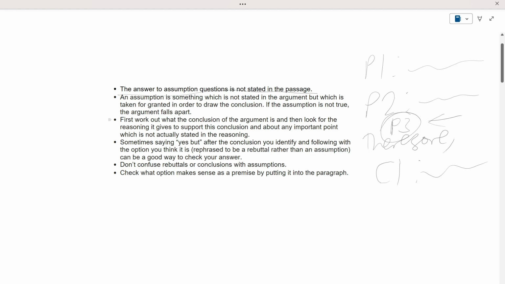Don't confuse rebuttals or conclusions with assumptions, right? A rebuttal is something obviously that contradicts the argument. That is not an assumption. An assumption is something which the argument relies on. And check what option makes sense as a premise by putting it in the paragraph. So if you read the whole paragraph, put what you think the assumption is somewhere in the paragraph, acting as an extra premise, and see if it still makes good sense or if that sentence is actually useless.